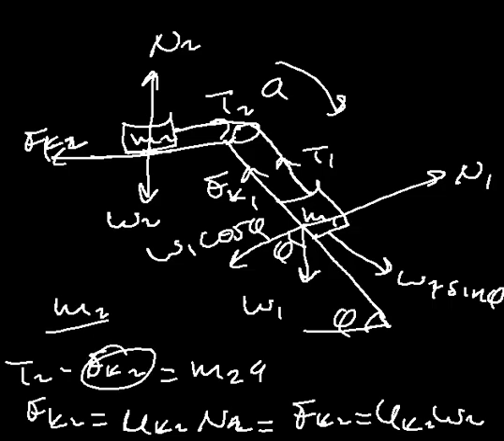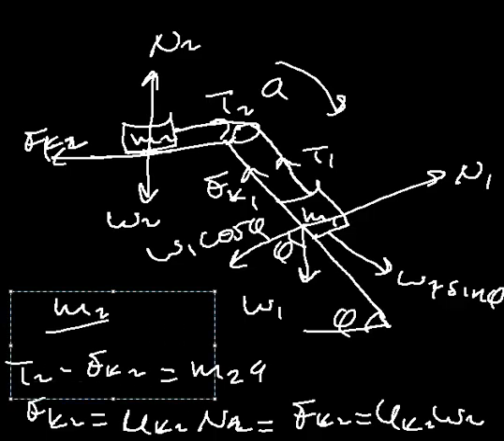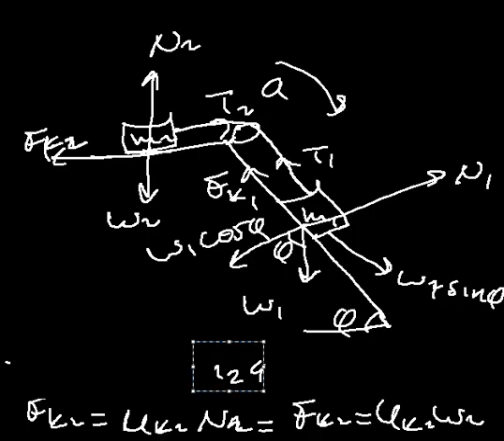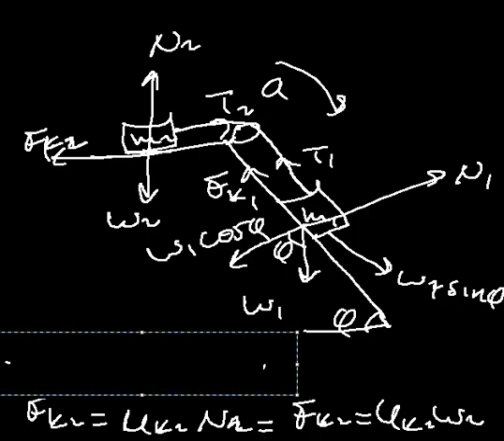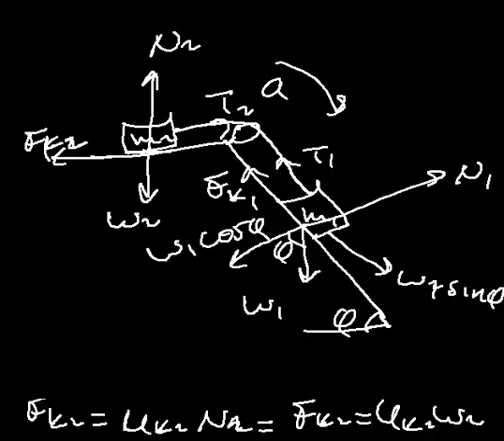We'll put it here. And what you can have is T minus mu k2 times weight 2, which is equal to mass 2 times acceleration. And this is equation 1.